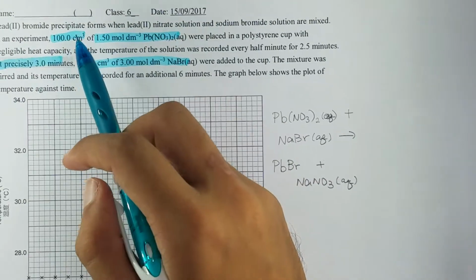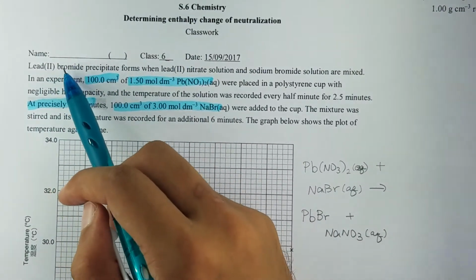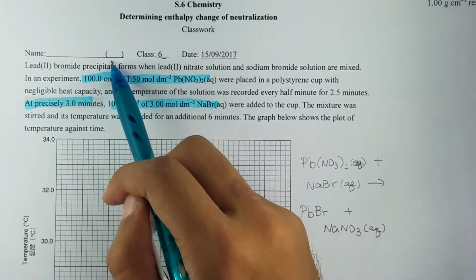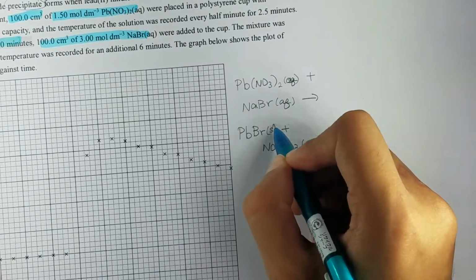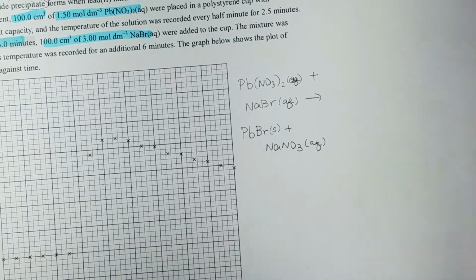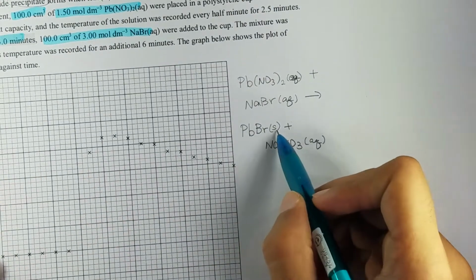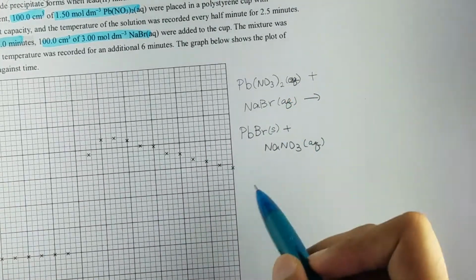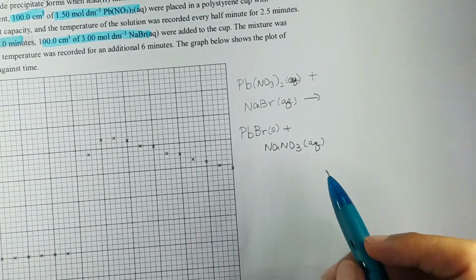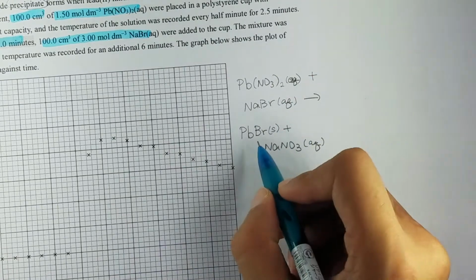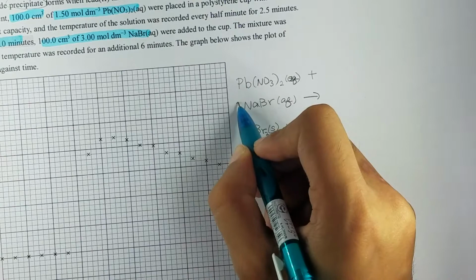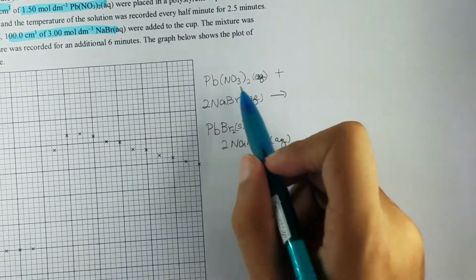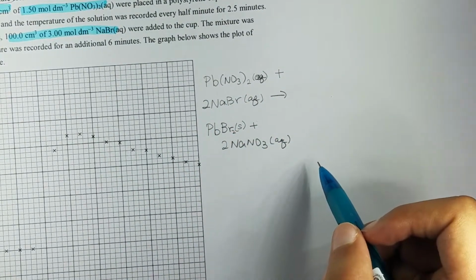Now be careful. At the beginning, lead(II) bromide is given out as a precipitate, so the state should be solid. You'll notice some questions give you all the hints you require, but you just have to understand which one is which. So this is solid. As I said, if you get one of the states wrong, the whole equation will be wrong. Next step, we have to balance the equation. We got 2 here, and sorry, I forgot, 2 here. And then 2. So that's the balanced equation for question A.